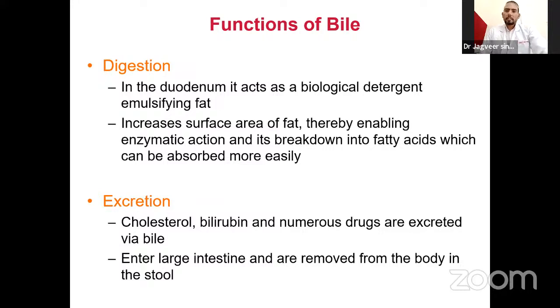And excretion. So bile also helps the excretion of cholesterol, bilirubin, and numerous drugs or toxic metabolites. So this bile enters the large intestine and is removed from the body by the stool. Next slide, please.